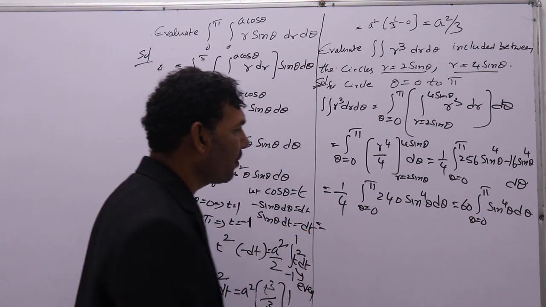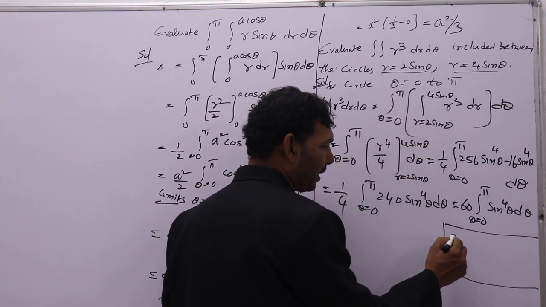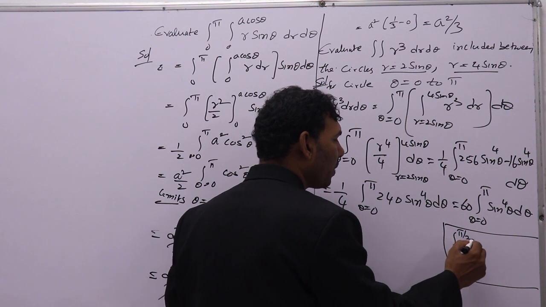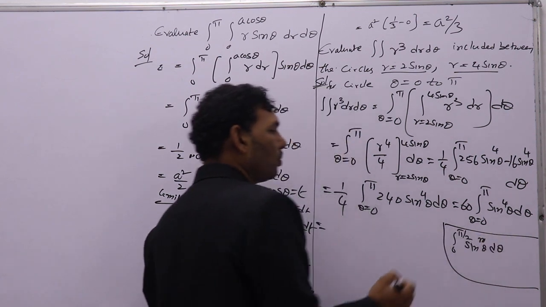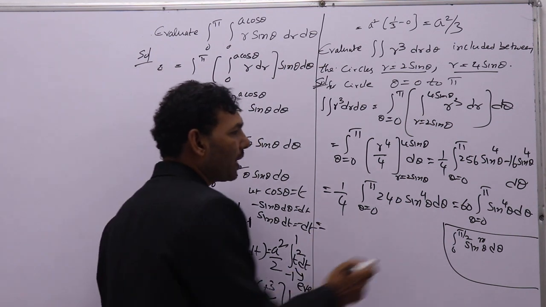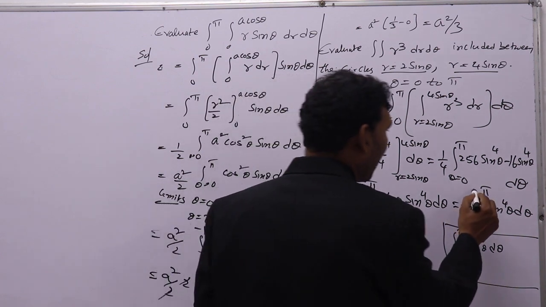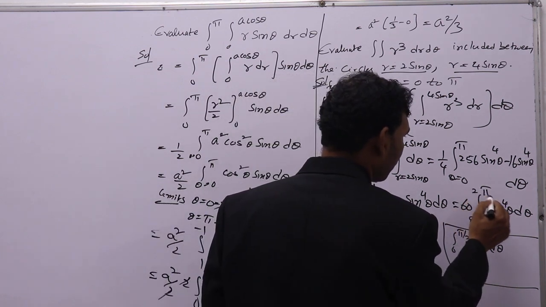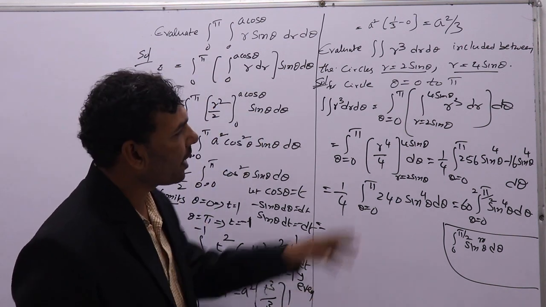Before evaluating, there is one formula in integration to use: integral 0 to pi by 2 sin power m theta d theta. To apply that formula, I need pi by 2 here. To get pi by 2, what am I doing? I am multiplying this with 2 and dividing with 2.